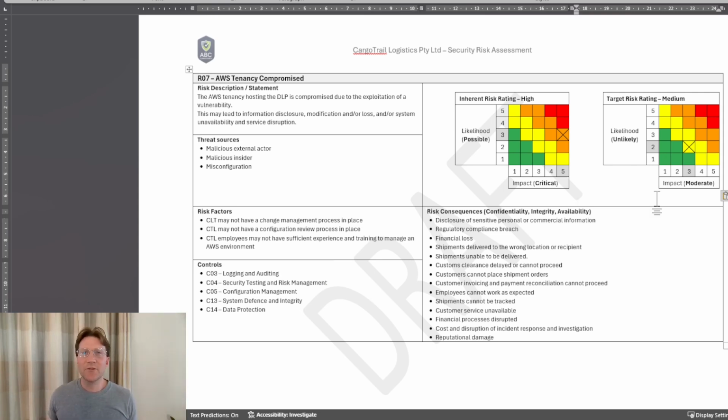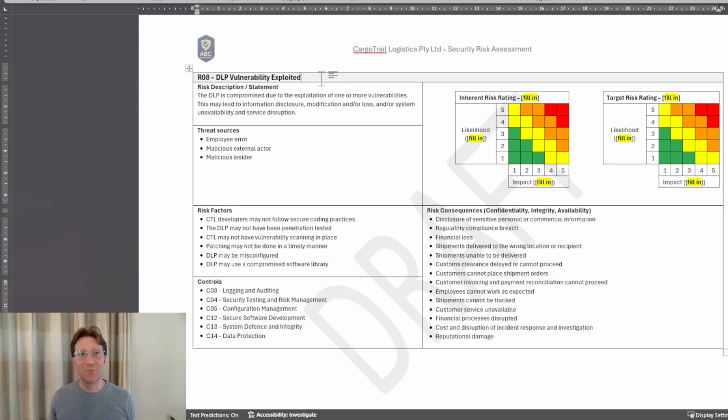Despite these controls that we may put into place, reducing the likelihood that bad things happen, it's difficult to fundamentally change the fact that it's still the tenancy being compromised. And the impact of that is simply not going to go down too much, since you're talking about affecting this fundamental system at the heart of Cargo Trail Logistics' business operations.